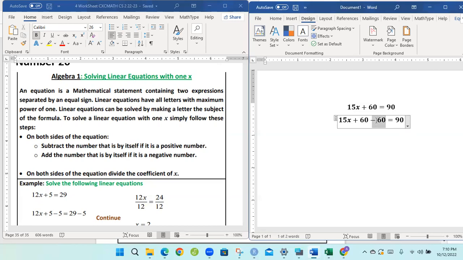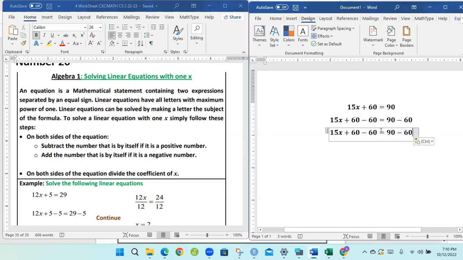So if we subtract 60 on the left side, and we are subtracting 60 because this is a plus 60, you do the opposite to cancel out 60. So if we subtract 60 on the left side, we have to subtract 60 on the right side for the equation to balance. 60 minus 60 will give us 0, 60 cancels out, and 90 minus 60 is 30.